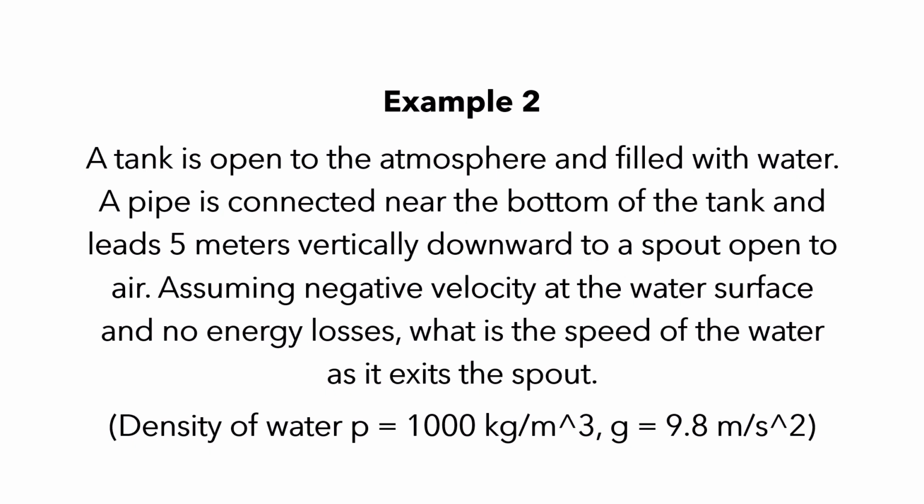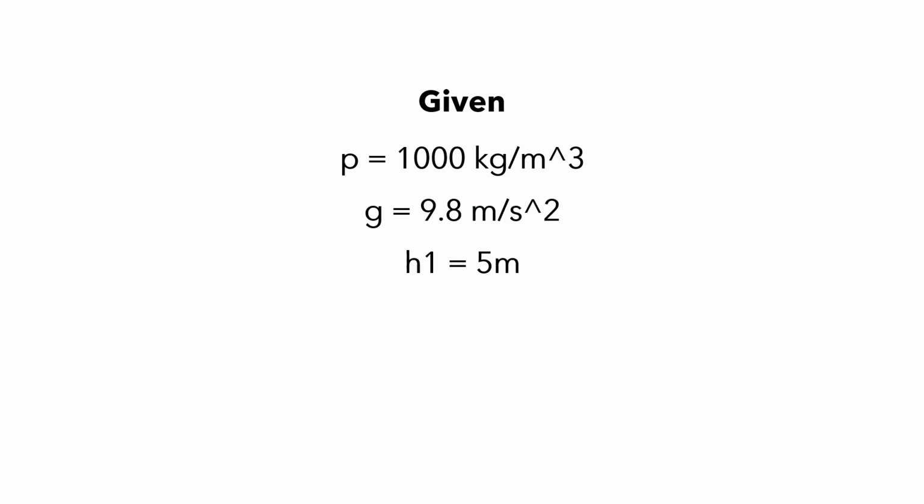And of course, we have our constants like the last example. Now, our givens, this is a little tough, so this doesn't really give us any numbers. Of course, it gives us our constants. It gives us height 1, which is going to be 5 meters, and height 2 is going to be 0 since it's the bottom of the tank. Velocity at the top is going to be 0 meters per second because it says it's a large tank, and when it's a large body of water, the velocity at the top is negligible, so it's around 0. So we're just going to put 0 for the velocity.